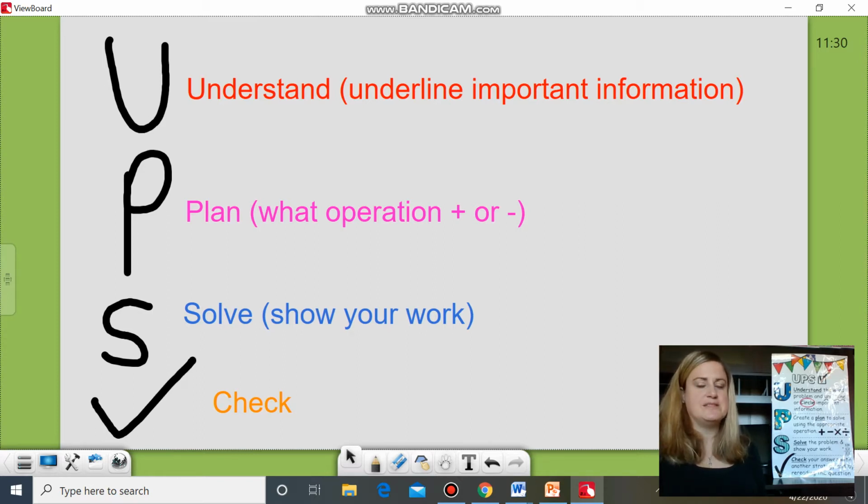I positioned my camera so you can see the poster I have in the background here that all of you have in your classrooms, our UPS check poster. You'll also see on my screen I made a little poster so it's easier to see, because I know with the lighting there might be some glares here. I just wanted to review with you quickly the UPS check, our problem solving strategy, and then we're going to practice a couple of word problems using this strategy.